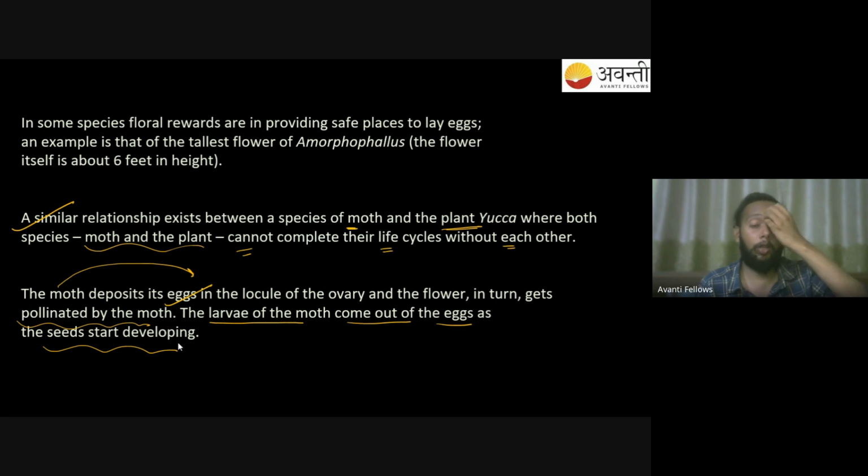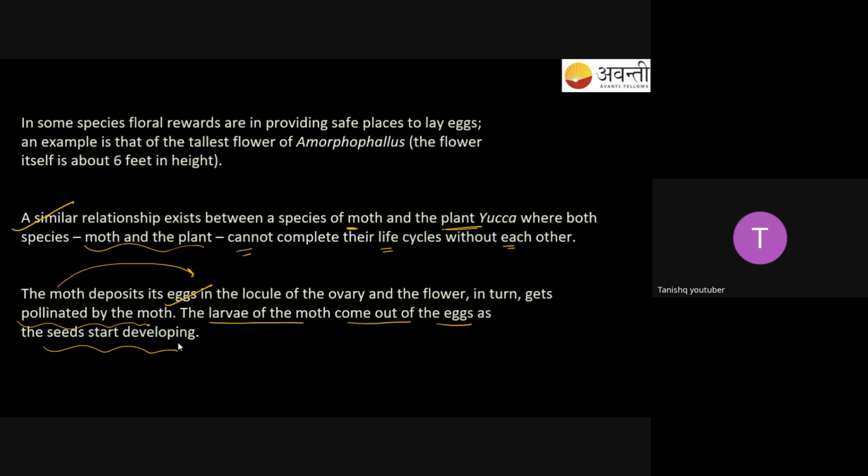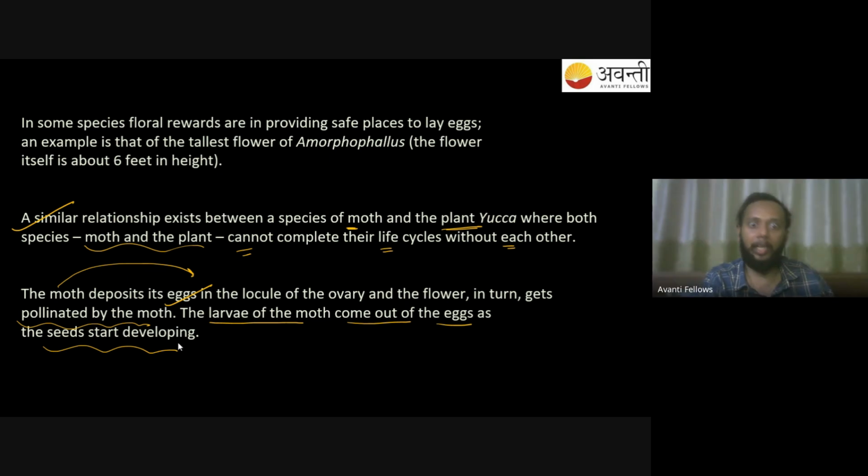Now tell me, if I remove that yucca plant from that area, will the moth be able to survive? Will the moth be able to survive in that area? The answer is no. It won't survive. It is dependent on that kind of plant for its survival. So that is the example you have to know over here.